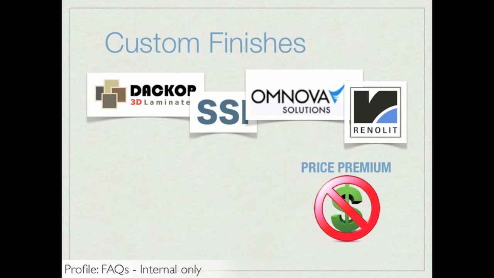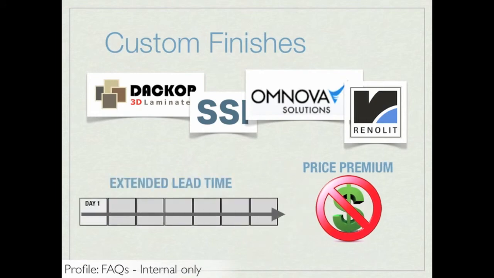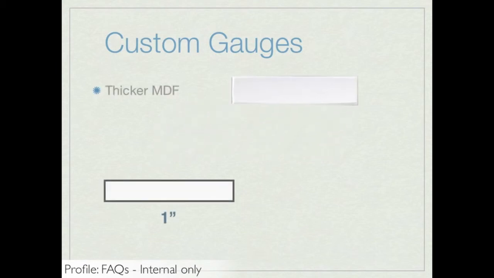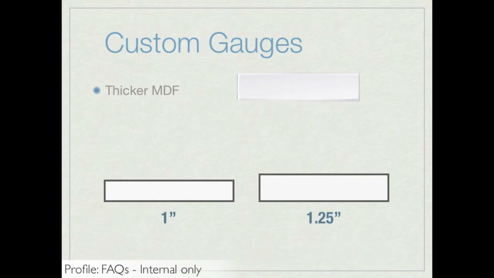However, depending on the finish, there may be extended lead times, typically an additional 1 to 2 weeks, and price premiums may apply as well. For custom gauges, slightly thicker gauges can be achieved by starting with a thicker MDF. Both 1-inch MDF and 1 1/4 inch MDF are available. Extended lead times and price premiums will apply and will be determined at the time of quoting. Thinner gauges are not available because the carved patterns will be too deep to successfully work.